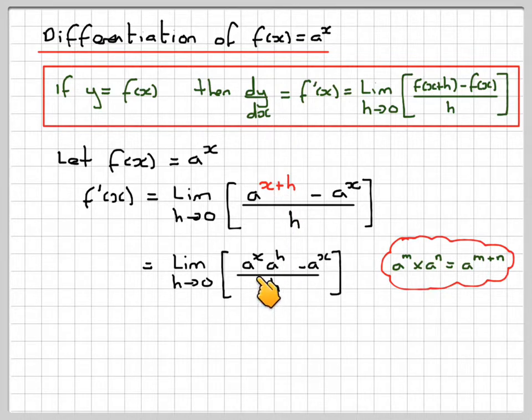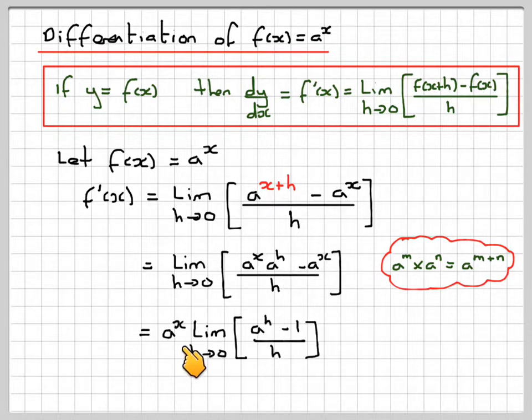Because a to the x is not part of the limit, since it's only when h goes to 0, we can take that out. So we're going to have a to the x times the limit as h goes to 0 of a to the h minus 1 over h.